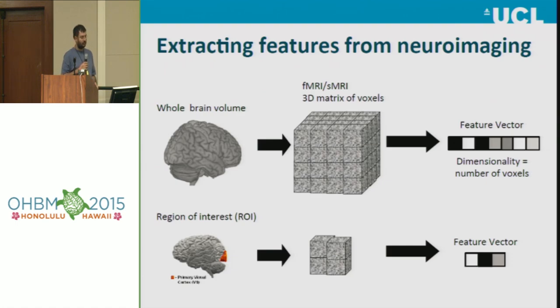Alternatively, we can use a region of interest. So this is useful if we have some sort of prior knowledge. So that's in the bottom half of the slide there. I think that's supposed to be the primary visual cortex. So if we had some prior knowledge that this region is going to be important in prediction or somehow it's associated with the clinical groups, we might focus on that particular region and then just once again produce a feature vector, in this case much smaller than using the whole brain volume.